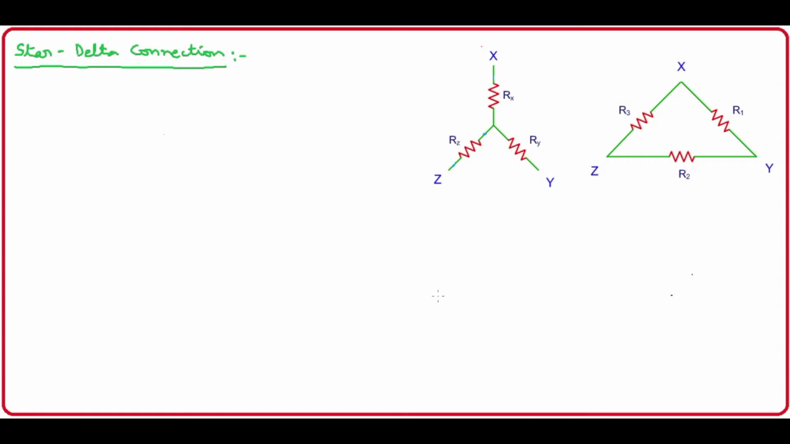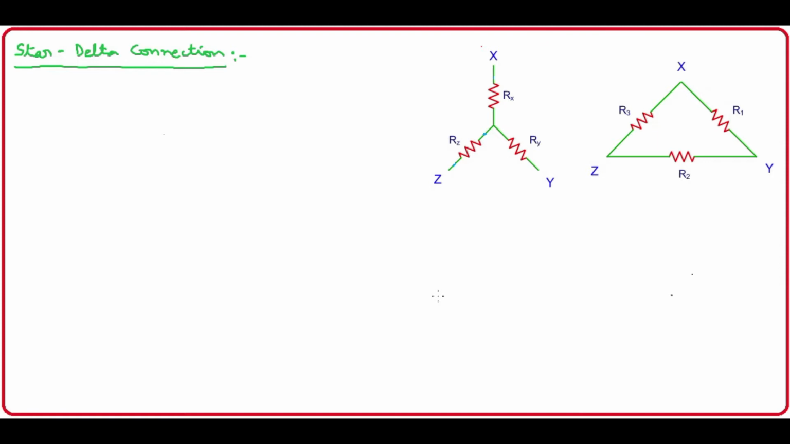If you can see in the diagram, there are three terminals X, Y and Z. They are connected with three resistors Rx, Ry and Rz. Similarly, we have another diagram which has again three terminals capital X, capital Y and capital Z, and the resistors are connected in a delta fashion. This is R1, R2 and R3. The first case is called star connection, the second case is called delta connection.